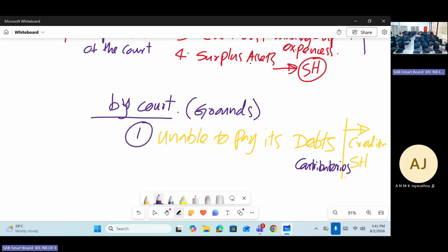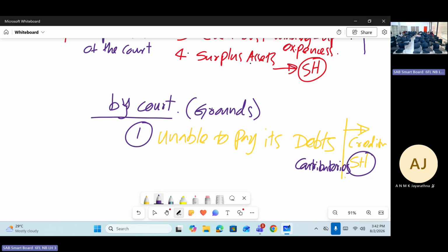Because when we consider the types of companies, we can identify that some companies have share capital: private company, unlimited company, public company. These companies have share capital. Therefore, if there is a share capital, we can identify shareholders.